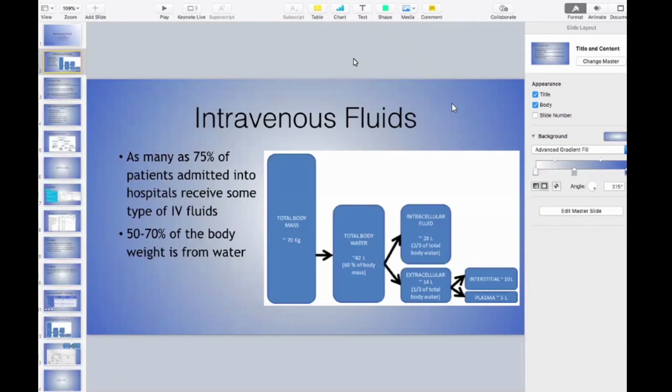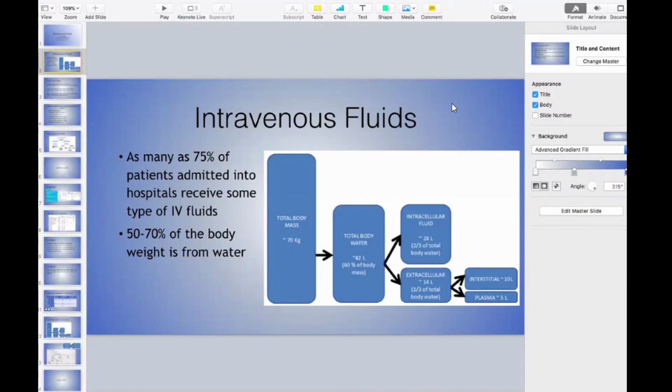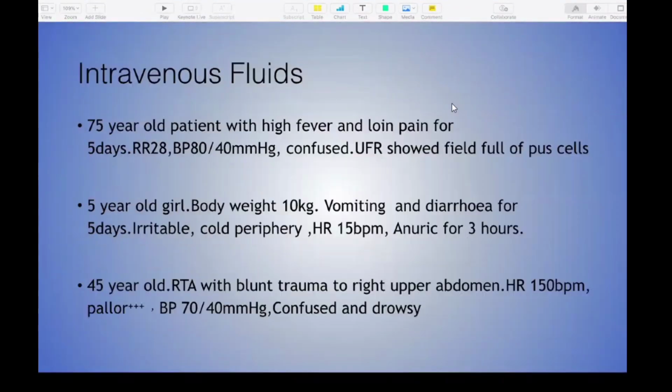Are they going to stay in the intravascular compartment? Are they going to move out? How fast do they move out? In certain medical conditions, how do you give fluids? And what are the types of fluids you are going to use? So you have to know. Now I will give you three examples.